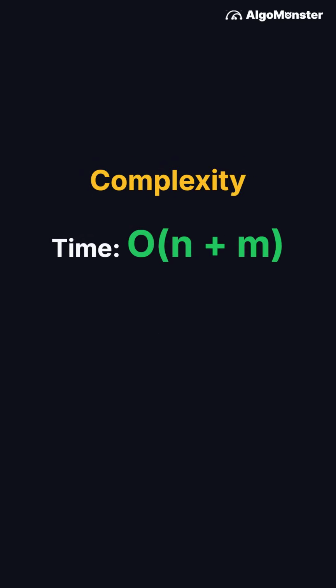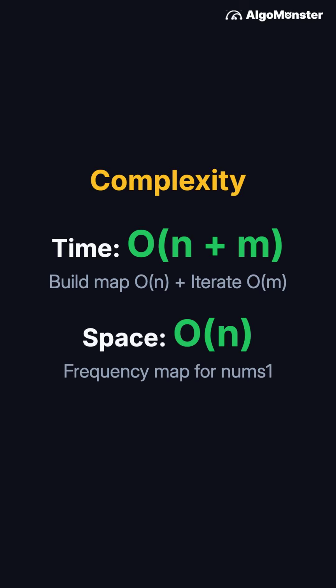Time complexity is O(n plus m). Building the map is O(n). Iterating through array 2 is O(m). Each hash map operation is O(1) on average. Space complexity is O(n) for the frequency map.